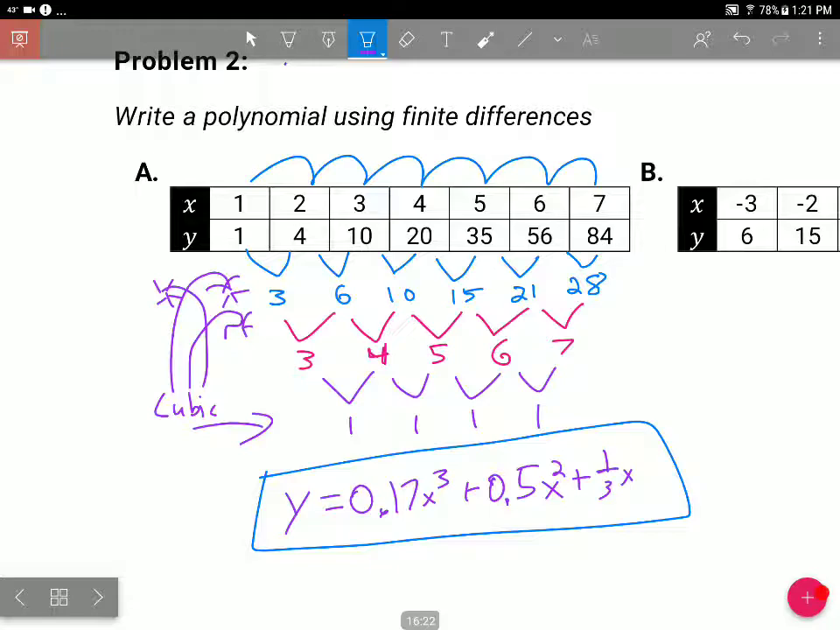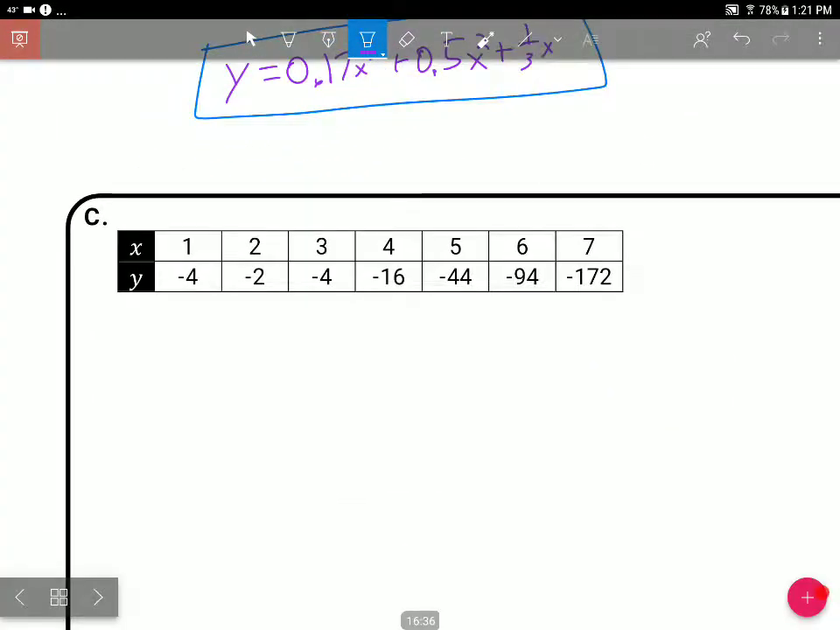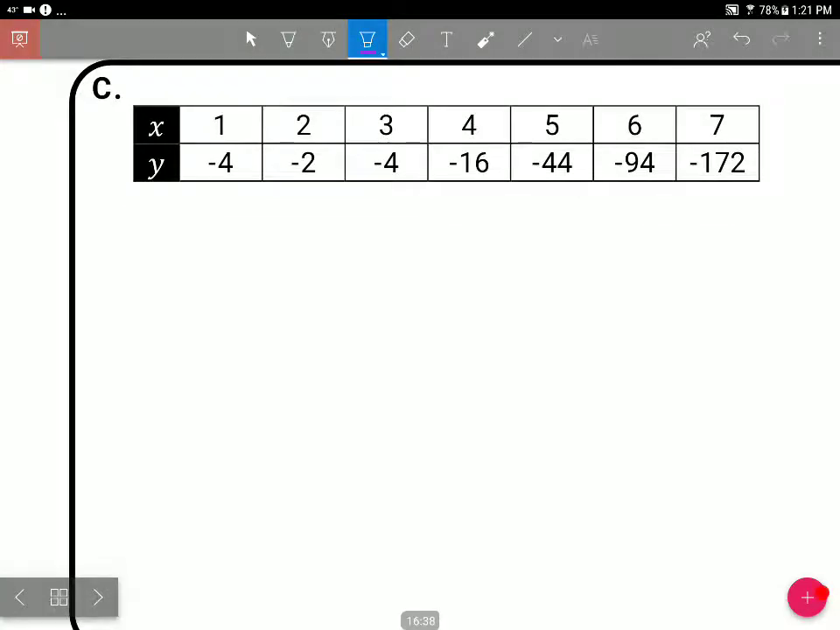Awesome. All right, any questions on that? All right, Mike. Do you think you could do it on your own? Yeah. Do letter C on your own.